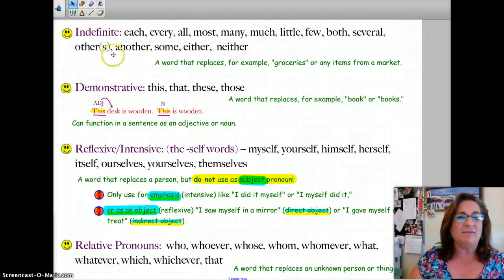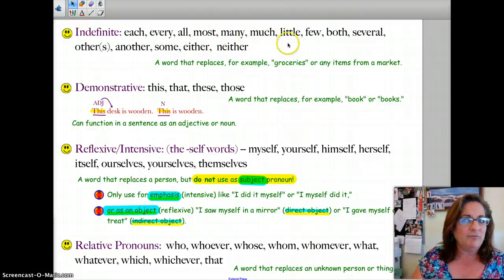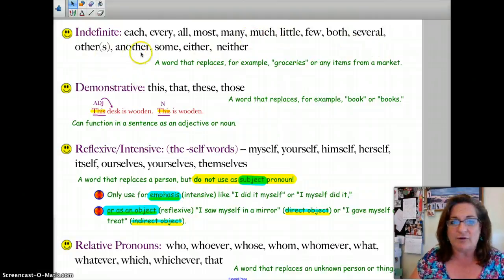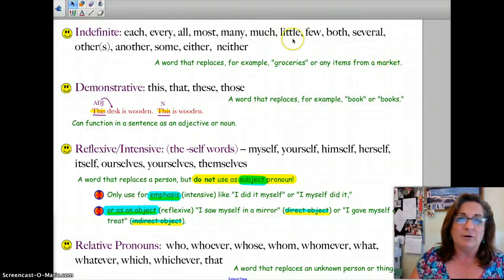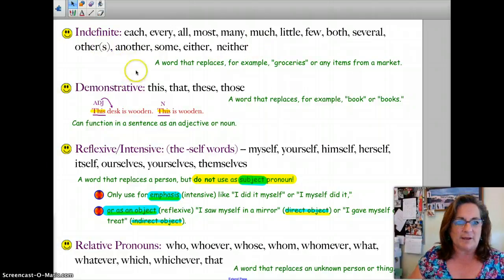Next one are other indefinite pronouns. Don't worry about this word indefinite, just know that these are all pronouns. Each, every, all, most, many, much, little, few, both, several, other, another, some, either, neither. All of those are pronouns. They can replace words like groceries or some item from the market. So if I say get me a little, meaning get me a little bit of, I don't know, what would be in those bulk bins, rice or something, get me a little of that, right? Little is a pronoun replacing the item that you are actually speaking about, like rice, right? Okay, so those are all pronouns.